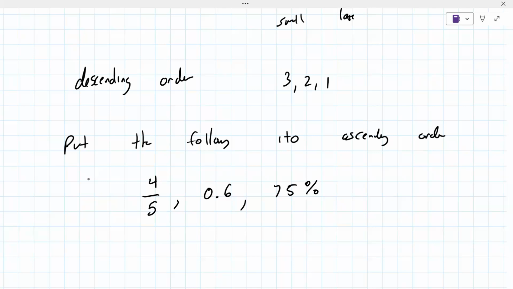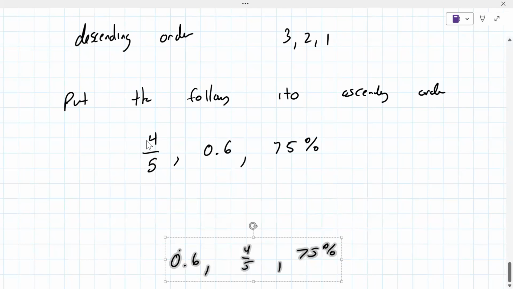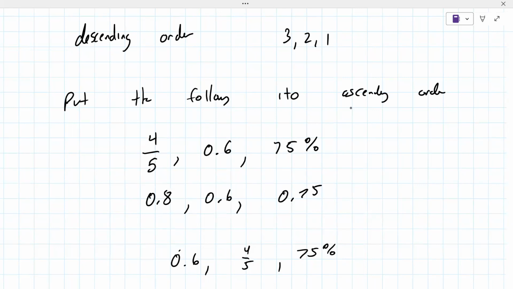So I think it would go 0.6, then 4/5, then 75%. Is this your order, 0.6, 4/5, and then 75%? Yes. Okay, so you said you converted all these to decimals. What is the decimal for 4/5? 4/5 would be 0.8. And what is the decimal for 75%? 0.75. Okay, let's try that one more time.